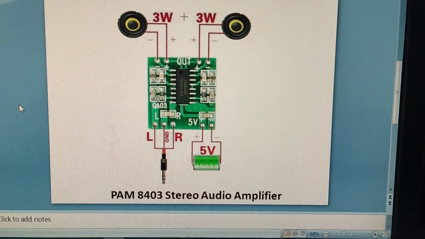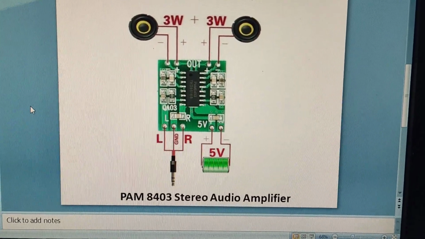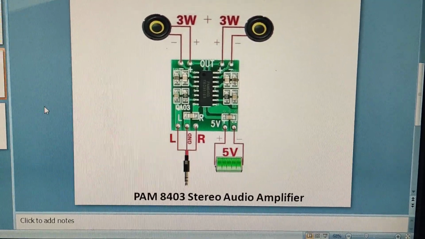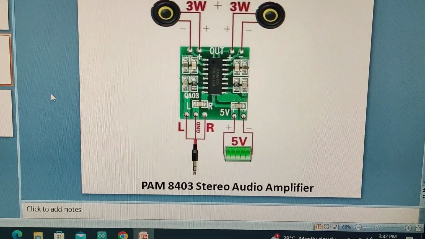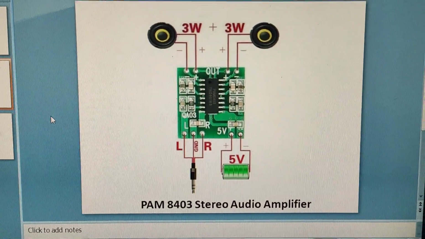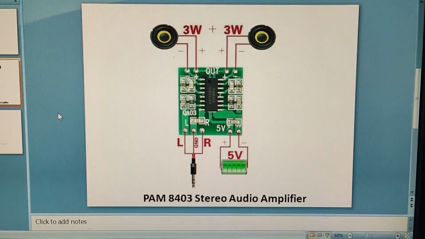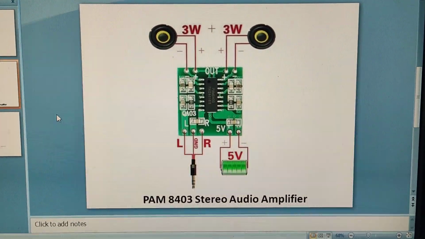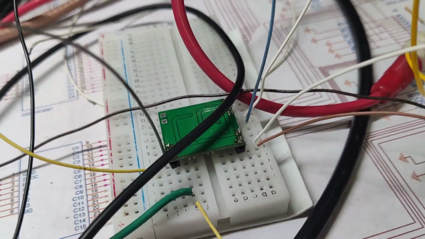You see that this is the audio stereo amplifier. You can see the two 3 watt speakers at the output, and at the input we have plugged in the left and right channel and ground channel, and we have given the 5 volt supply. Now I will analyze it in the oscilloscope to see how it behaves, so that it will give you a clear picture of it. Now we see that this is the amplifier I have connected here.